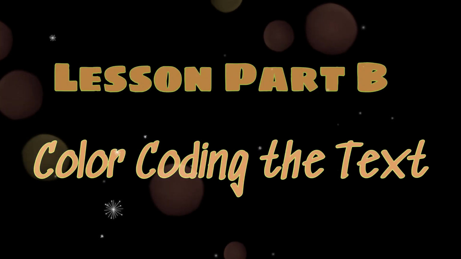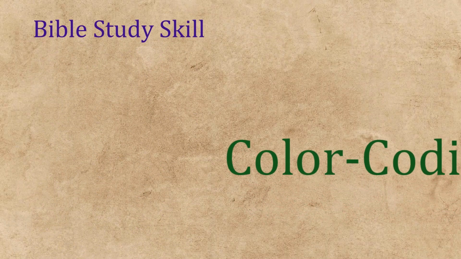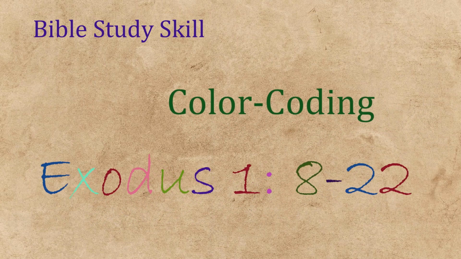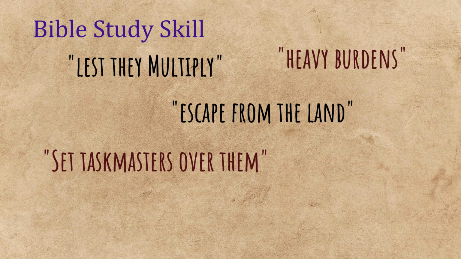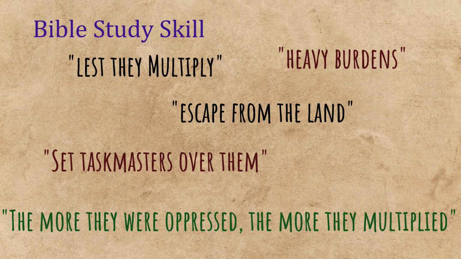Being able to locate repeated words and themes in scripture is an important skill, so students color code Exodus 1, 8 through 22, and discover what the king feared, how the king attempted to control the Israelites, and several God reversals.